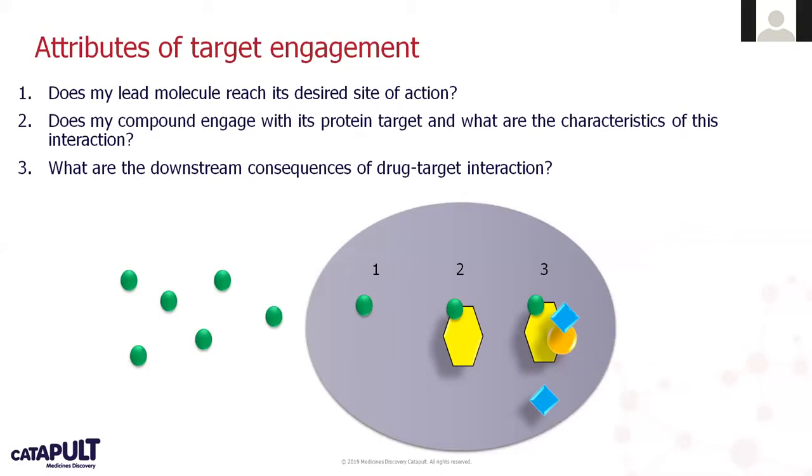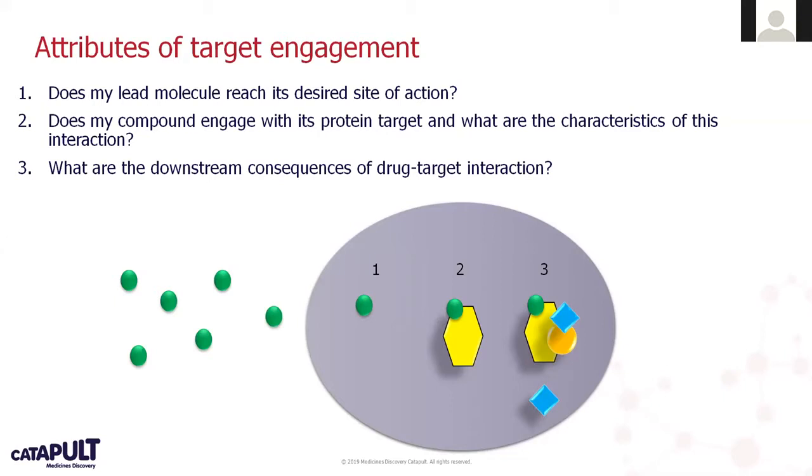Target engagement can be broken down into a series of 3 steps. The first is, does my lead molecule reach its intended site of action? This could be PK type questions about crossing the blood-brain barrier. It could be questions whether your target is expressed on the cell surface or intracellular. If it is inside the cells, your cellular permeability could be very different in a bacterial cell or a human cell, or a tumor that expresses efflux pumps and removes the compound from the site of action.